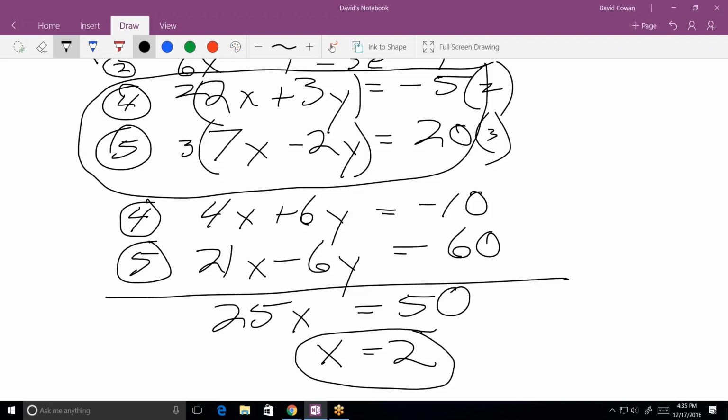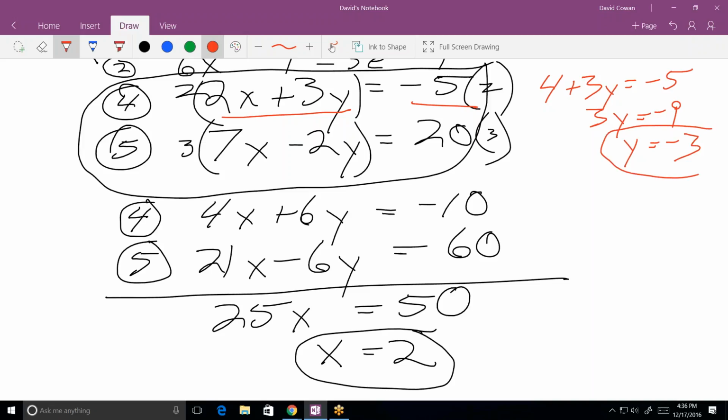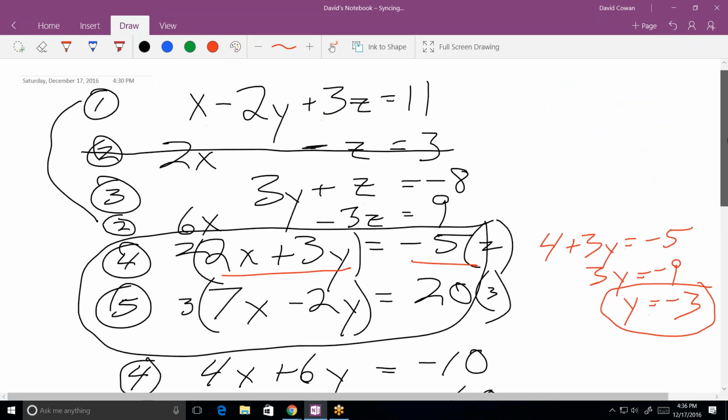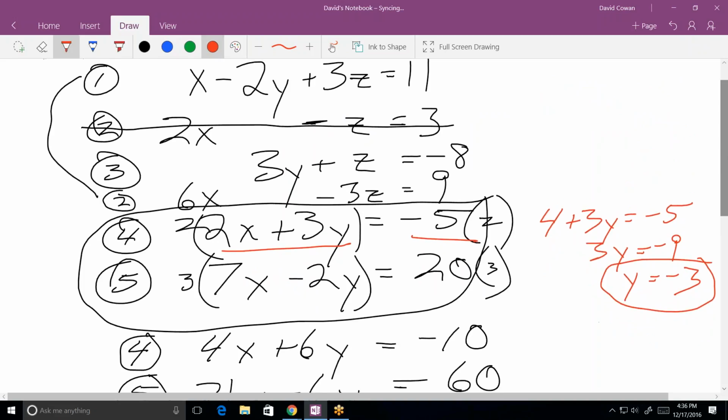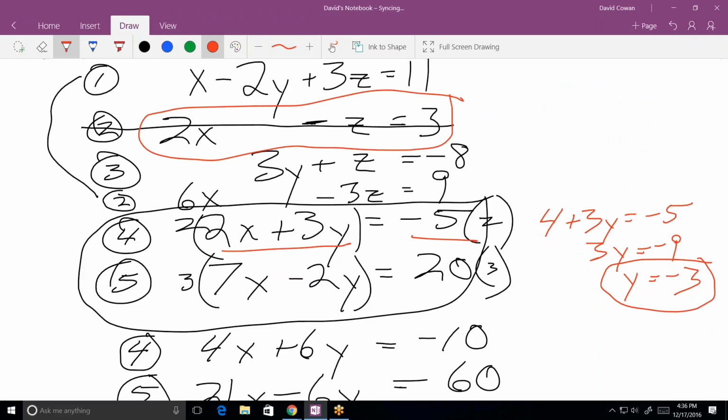But if my next step is to solve for y, I'm going to go to the simplest one, not the one I multiplied: 2x plus 3y equals minus 5. Plug in 2 for x. So I now have 4 plus 3y equals minus 5. And now I have 3y equals minus 9. And y equals minus 3. My second variable solved for. Now, in order to solve for z, you could pick the easiest equation, which is this one right here. I'm going to substitute, what was my x, 2? Yeah.